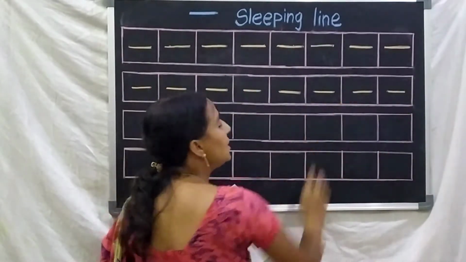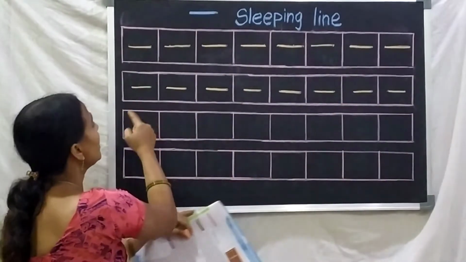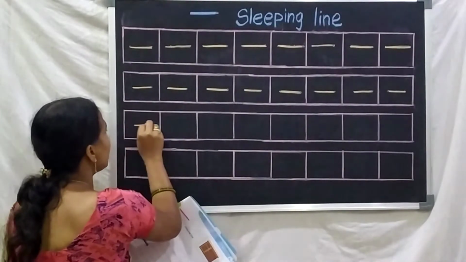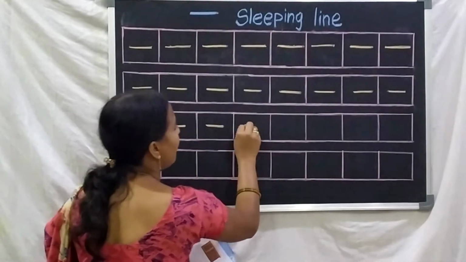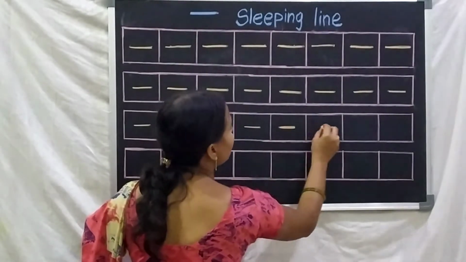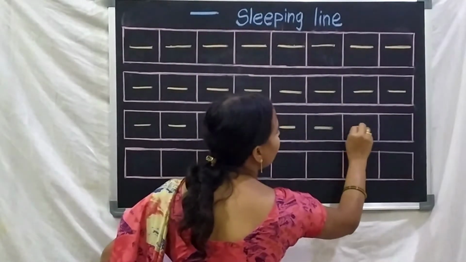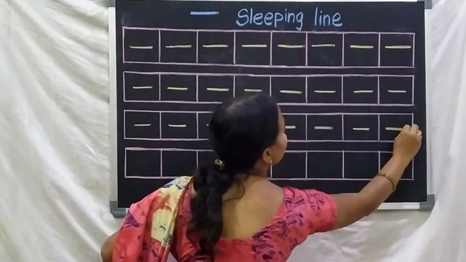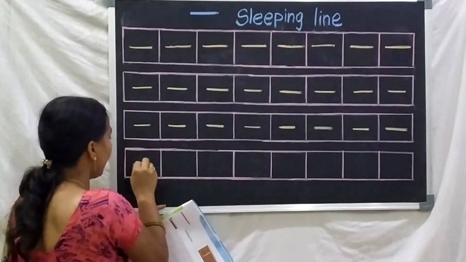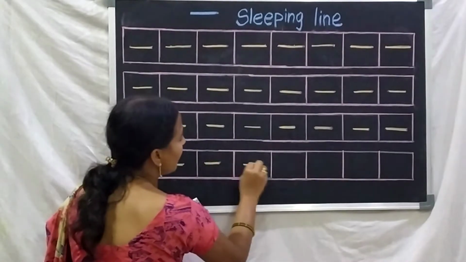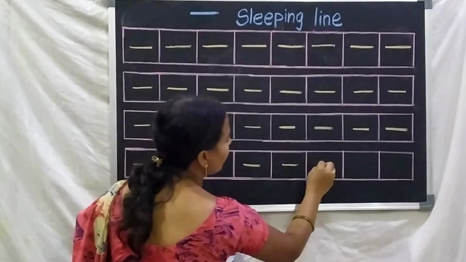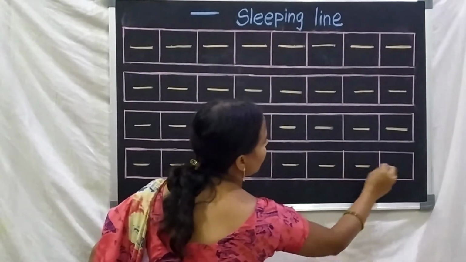This line to complete it. Go to the next line. Sleeping line. Every time read and write neatly. Neat handwriting. Sleeping line. Like this you should complete your page.